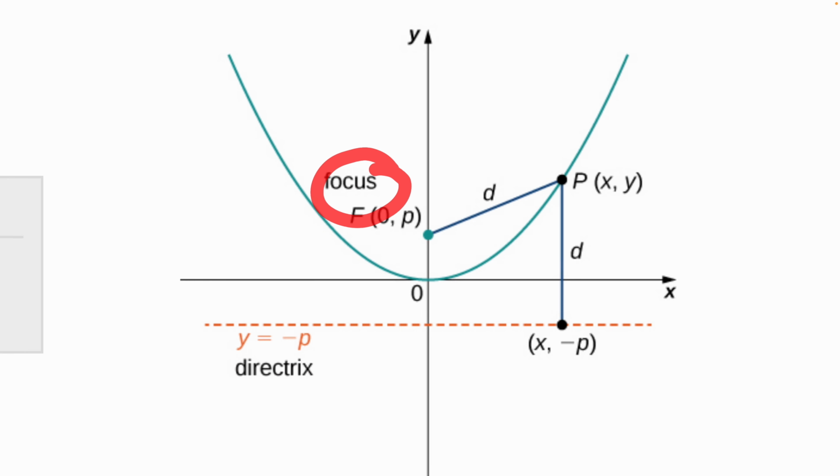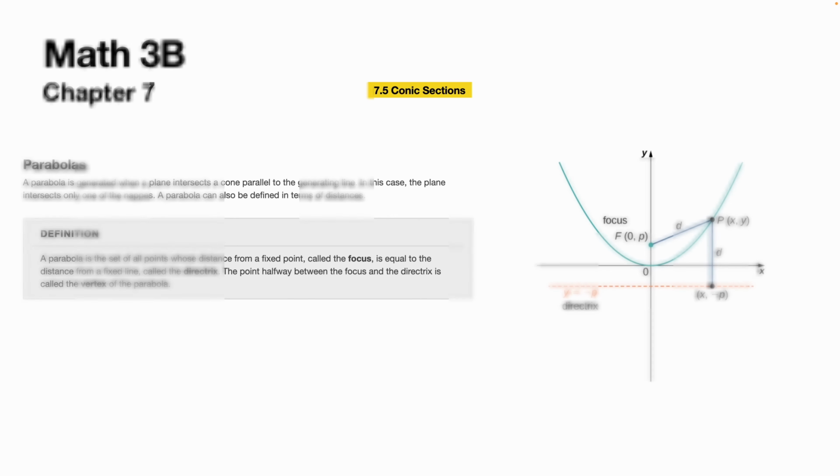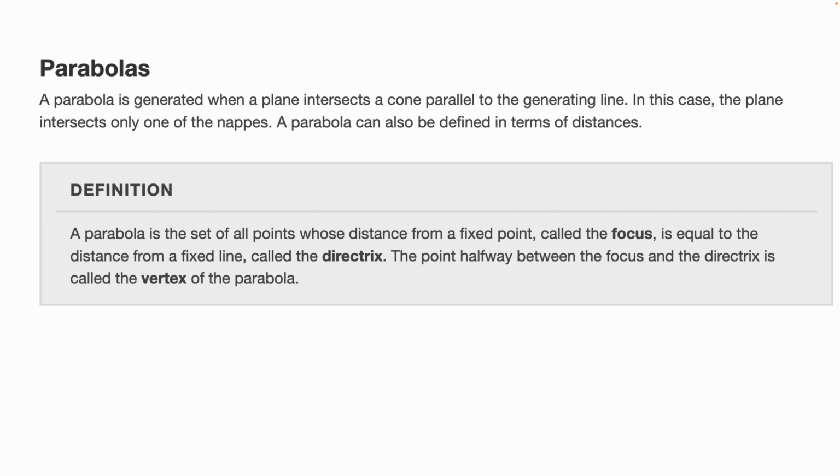All right, so we've learned some vocabulary, a focus and a directrix. And let's go back and look one more time at this definition. A parabola is the set of all points whose distance from a fixed point, which we know is called a focus, is equal to the distance from a fixed line. That fixed line we call a directrix. The halfway point between the focus and the directrix is called the vertex of the parabola. Very good.